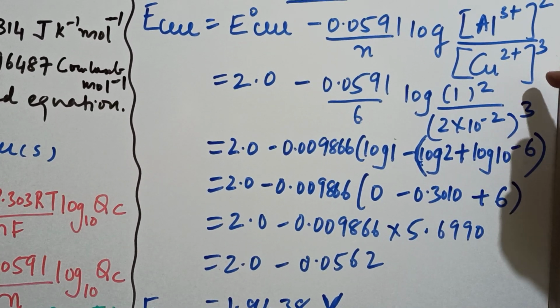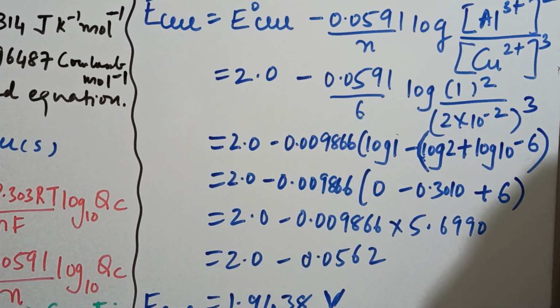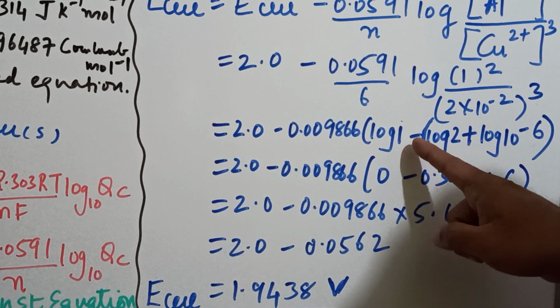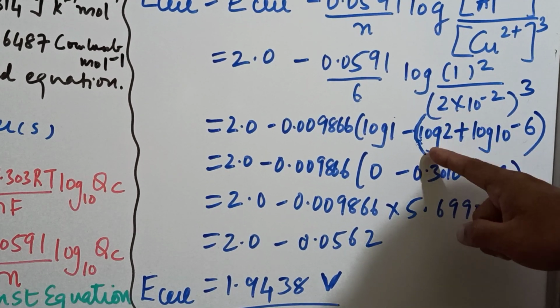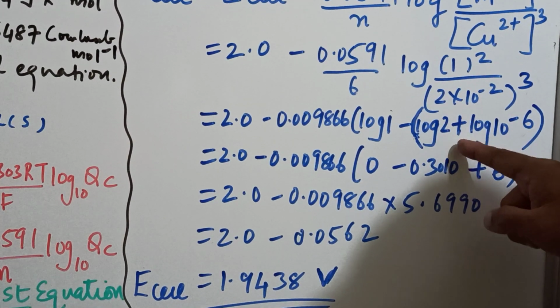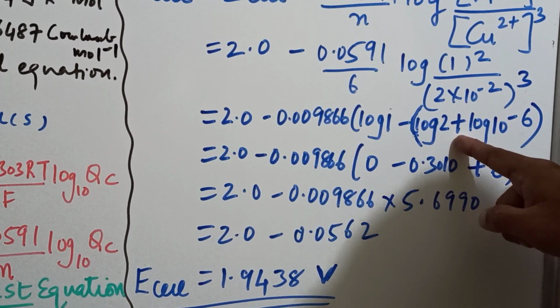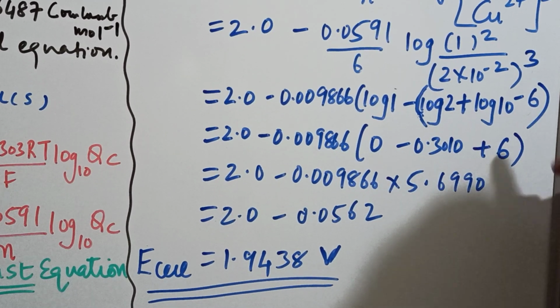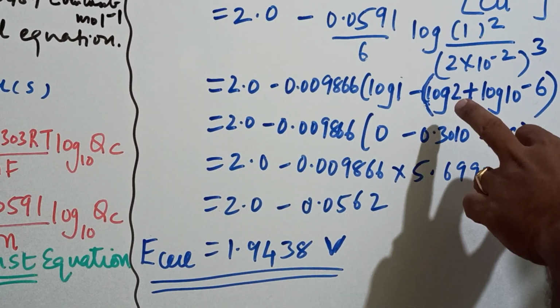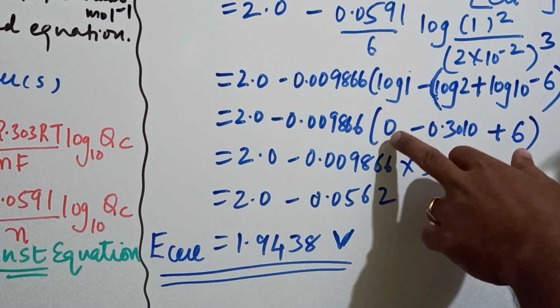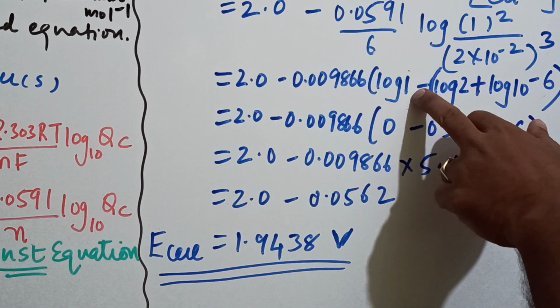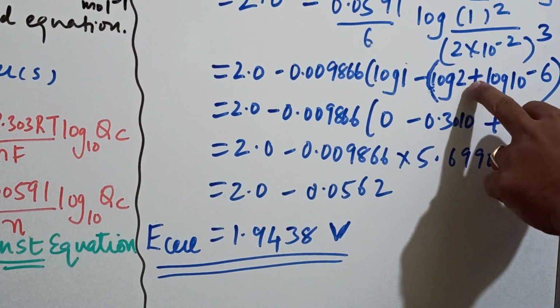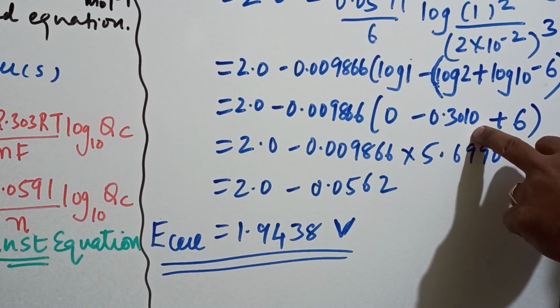This is taken into the numerator part. So it will be negative 2 log of 2. This is plus multiplication. So it is plus. This is 10 raised to minus 6. So log of 10 raised to minus 6 in bracket. Now we solve it out. Log of 1 is nothing but 0. We are opening this bracket. So log of 2 is 0.3010.